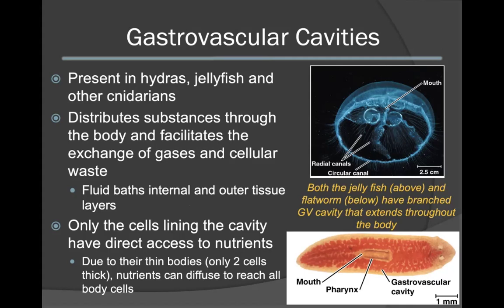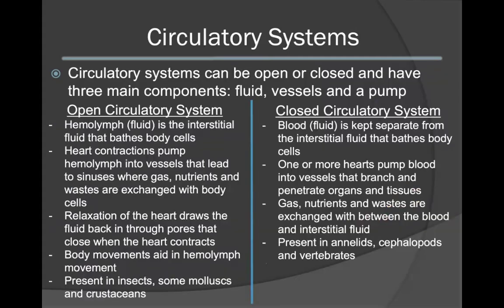Both the jellyfish and the flatworm, as seen in the pictures to the right, have branched gastrovascular cavities. This means that portions of the gastrovascular cavity will extend throughout the body. This will facilitate exchange of materials. In general, circulatory systems can be classified as open or closed. However, both of these have 3 main components: the fluid, vessels, as well as a pump.